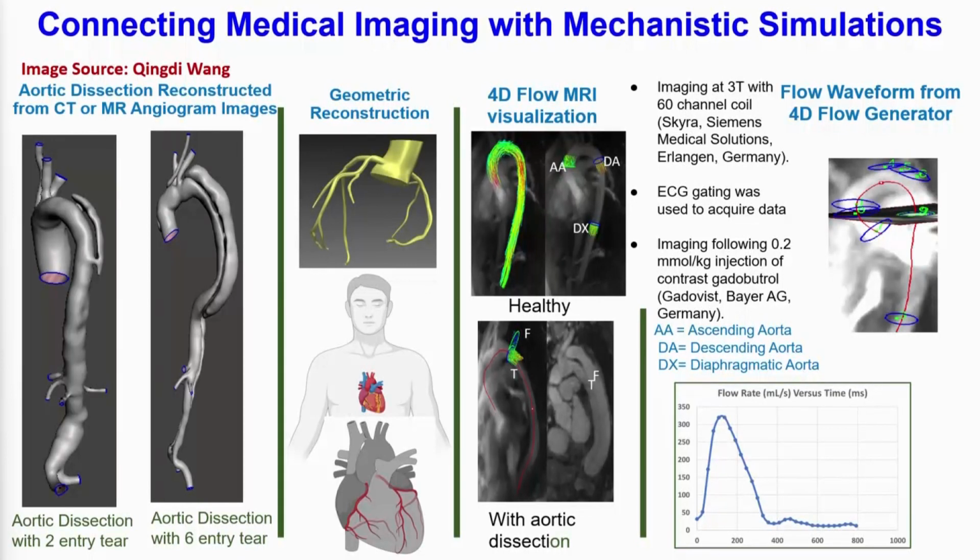This also we use the resources. What you see here is a 3 Tesla MRI machine with a 60 channel coil, and ECG gating was used to acquire the data, and the imaging follows an injection of a certain contrast agent to get a clear view. What you get out of that, at a given location, is the graph of flow rate versus time. That means data which you can visually show in the graph.